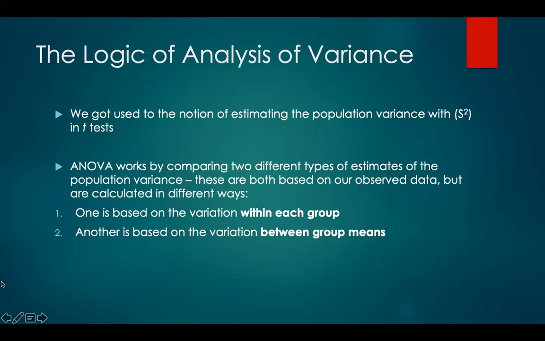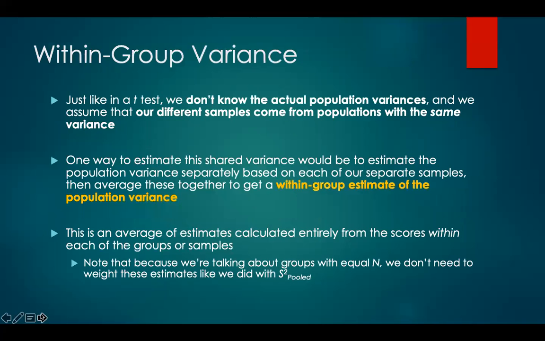So we got used to the notion of estimating the population variance with S squared in t-tests. And ANOVA works by comparing two different types of estimates of the population variance. These are both based on our observed data, but are calculated in different ways. One is based on the variation within each group, so within each anchoring condition for the given example. And another is based on the variation between group means, so between those three anchoring groups.